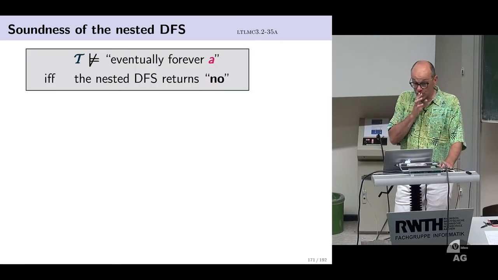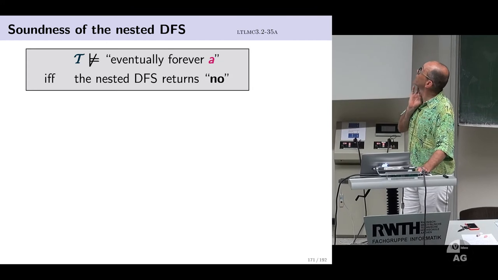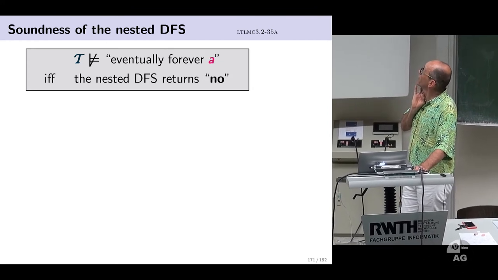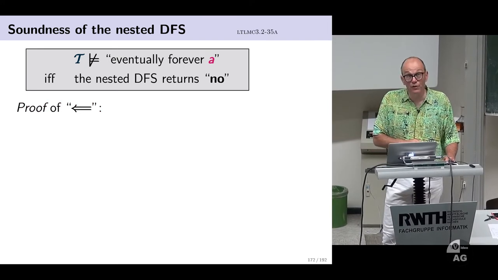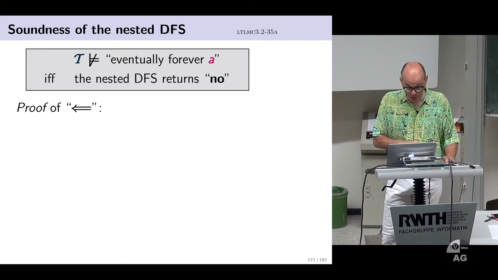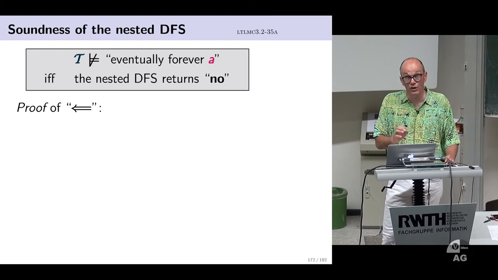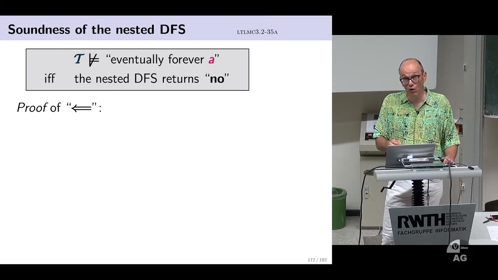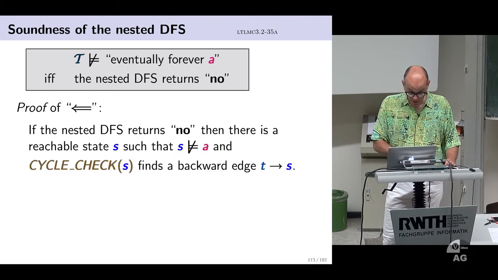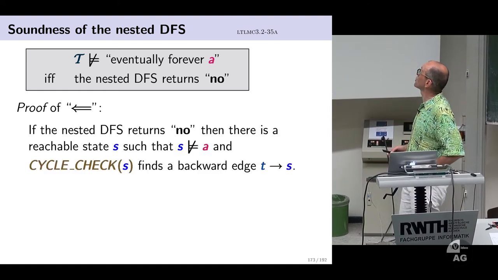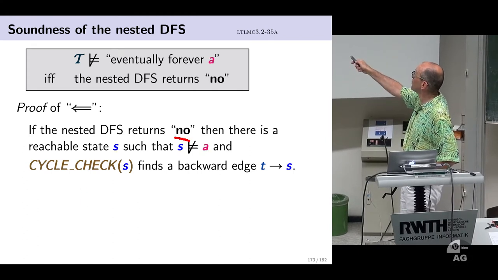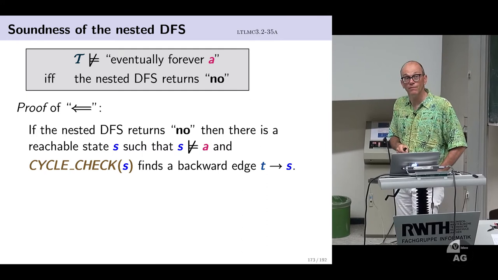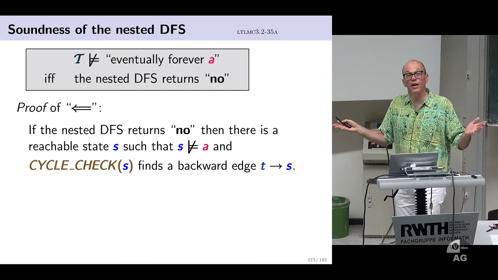Good. So this is what we need to prove. T violates eventually forever A if and only if the nested depth first search returns no. Proof of this direction. So assume the nested depth first search returns no. No means it has found a cycle. Good. So if the nested depth first search returns no, then there is a reachable state violating A which lies on a cycle. Yeah, but then we're done.